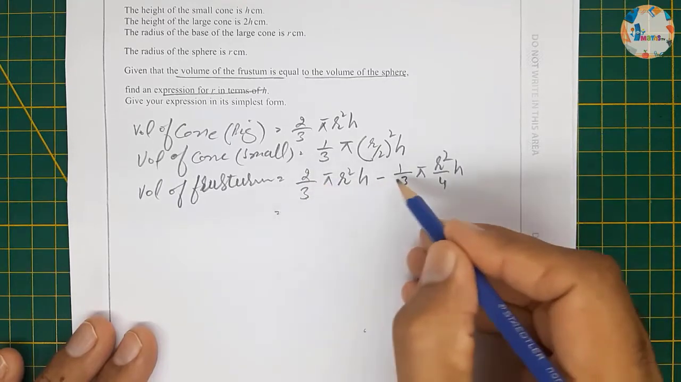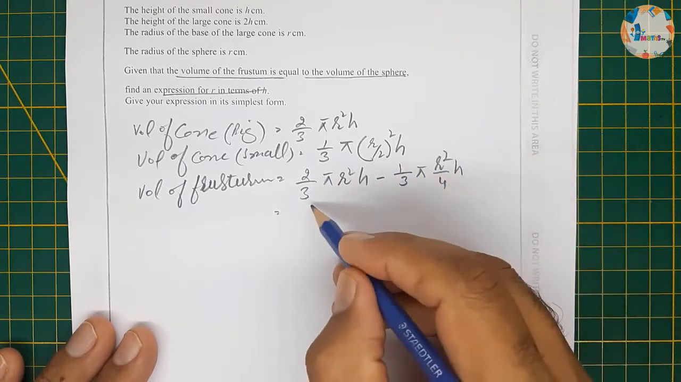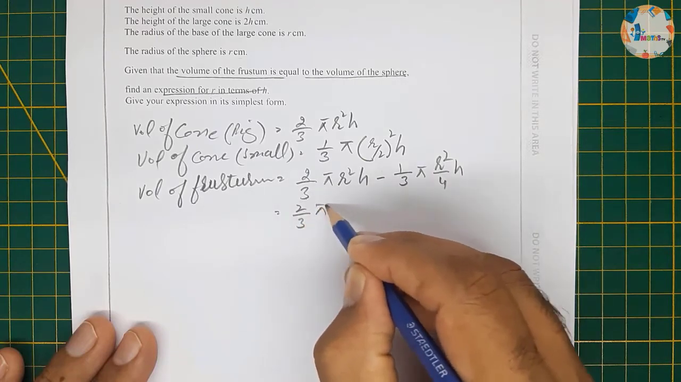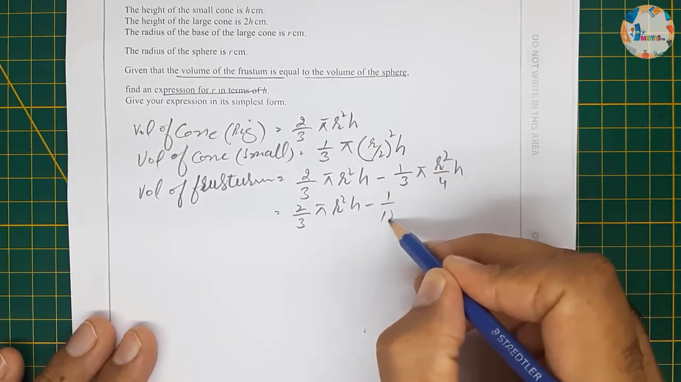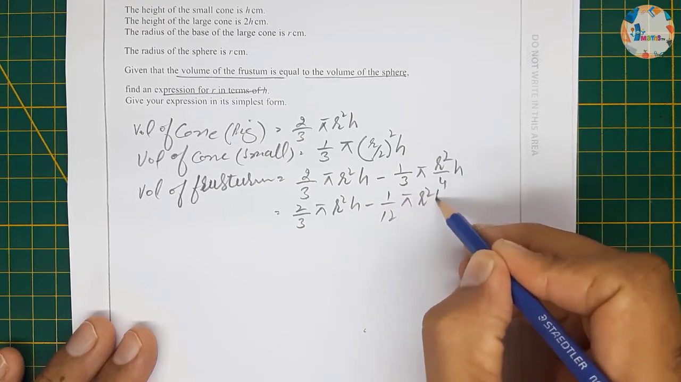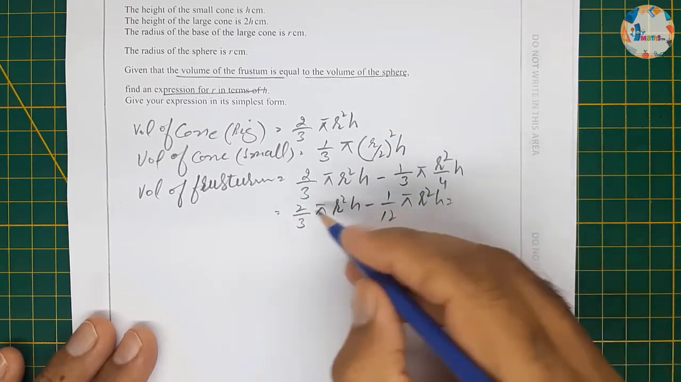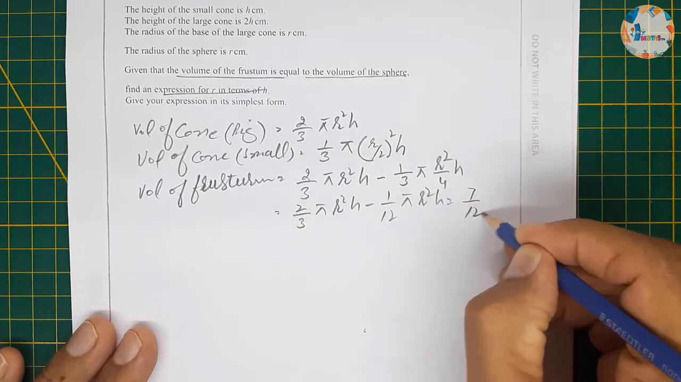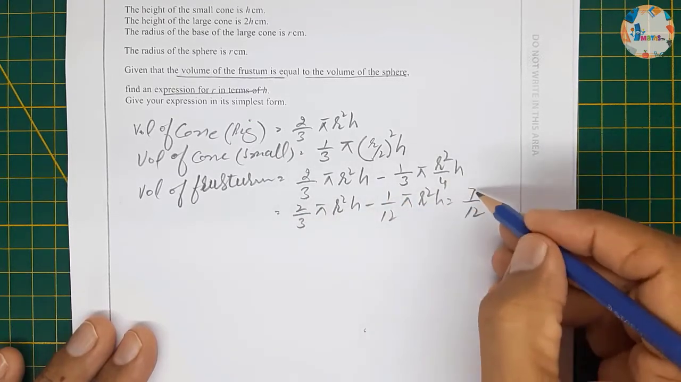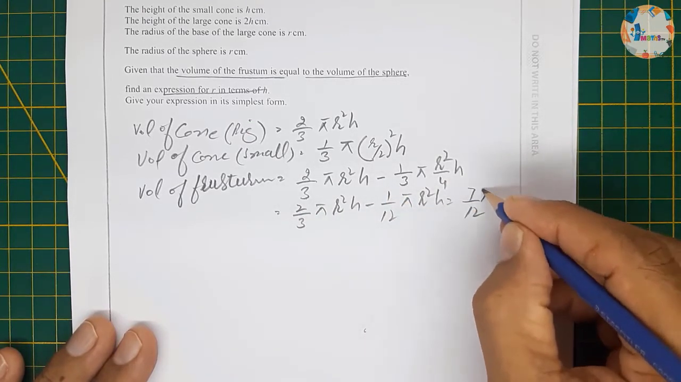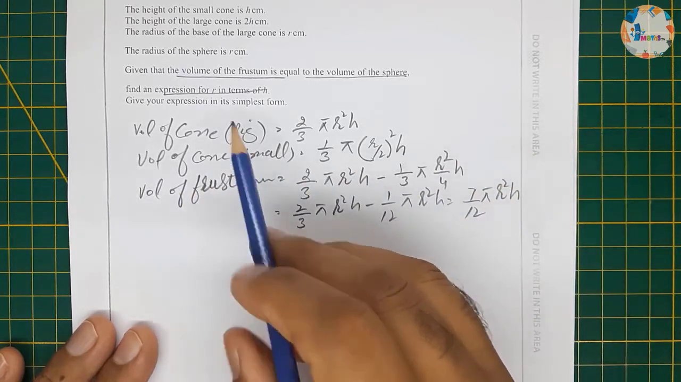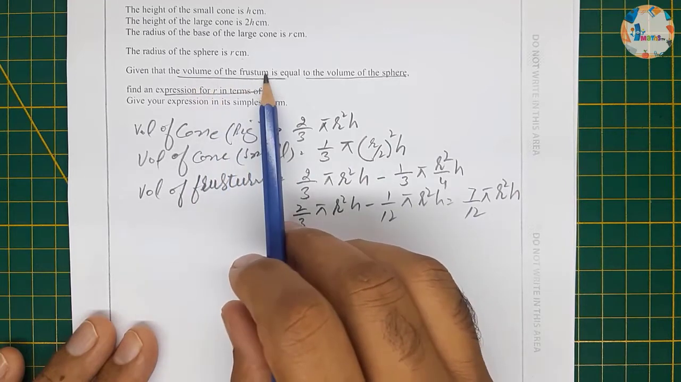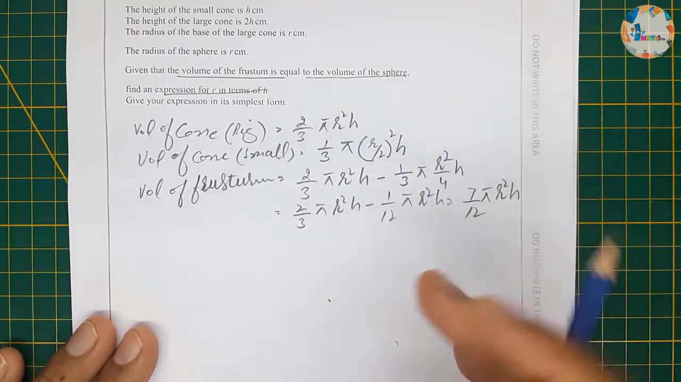Like for example, this will be 2 by 3 pi r square h minus this will be 1 by 12 pi r square h, and this will be simplified to 7 over 12. 2 by 3 minus 1 by 12 will be 7 over 12 pi r squared h. So this is basically the volume of this one, and by the condition they are saying volume of frustum is equal to volume of sphere.